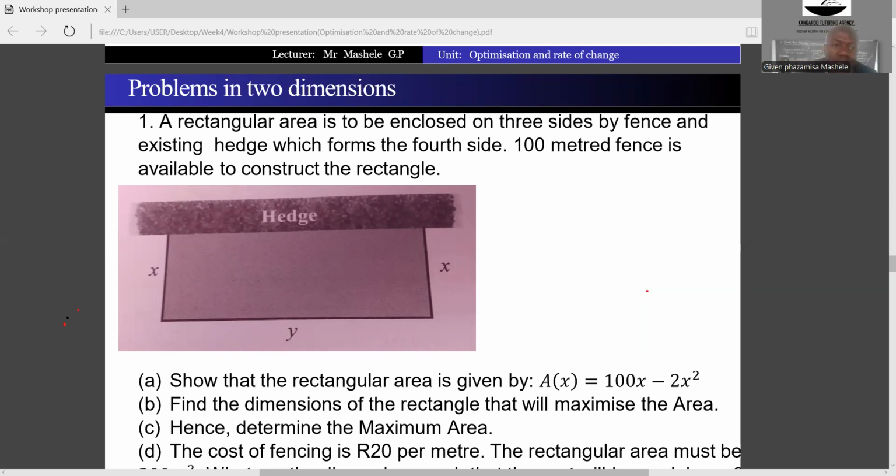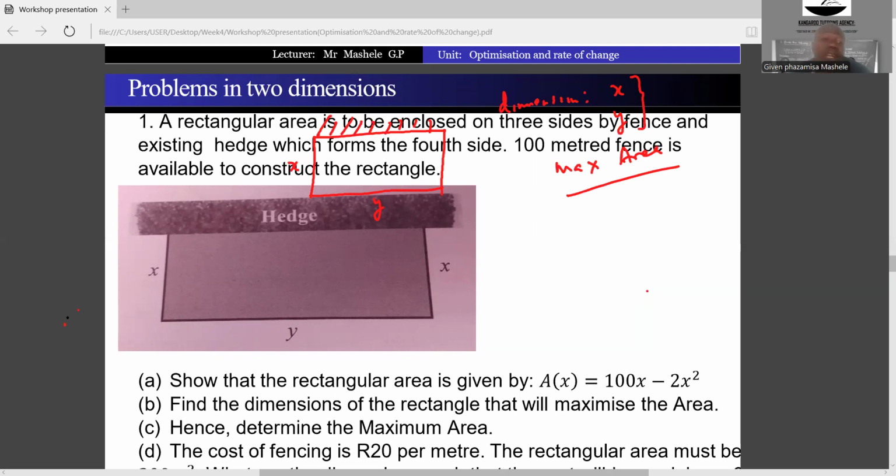And now we're going to say, okay, fine. In the shape provided there, we only have this. Remember, we said this part is the hedge. So we have the x and we have the y. Remember, this x and the y are actually our dimensions. We want to know the value of x and the value of y which will maximize the area.